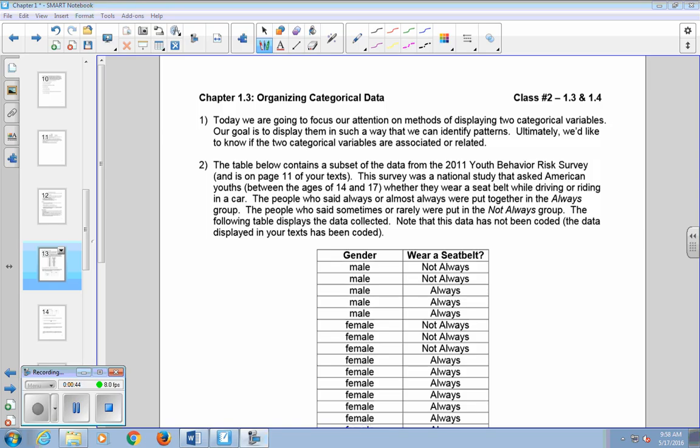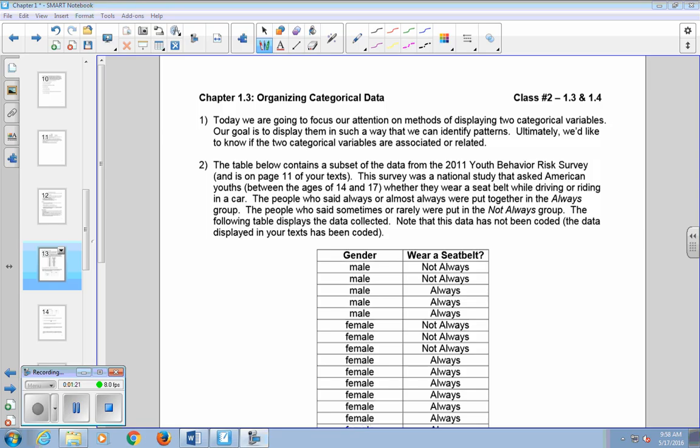So the table below contains a subset of data from the 2011 Youth Behavior Risk Survey. This survey was a national study that asked American youths between the ages of 14 and 17 whether they wear a seatbelt while driving or riding in a car. The people who said always or almost always were put together in the always group. The people who said sometimes or rarely were put together in the not always group. And the following table displays the data collected.